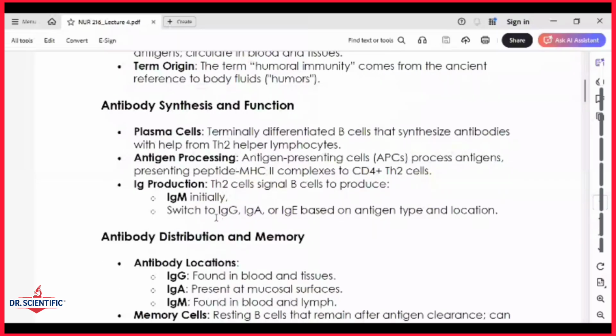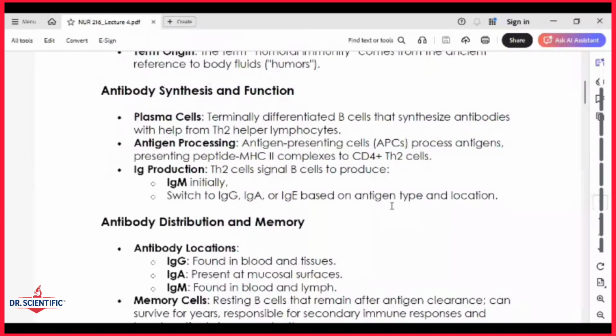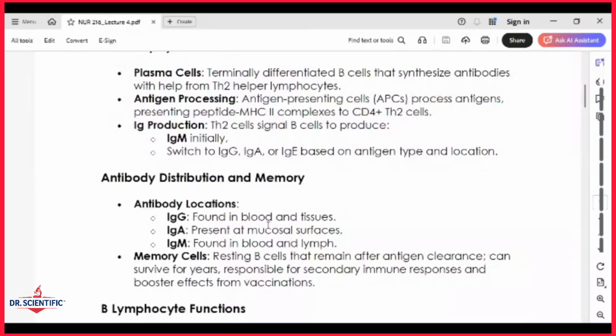Okay, then there will be class switching to either IgG, IgA, or IgE based on the type of antigen and the location. If the antigen or the pathogen is found either in blood or tissues, then you are going to switch to IgG. If it's found in mucosal surfaces, then it's going to be IgA. If it's found on surfaces, it's going to be IgE.